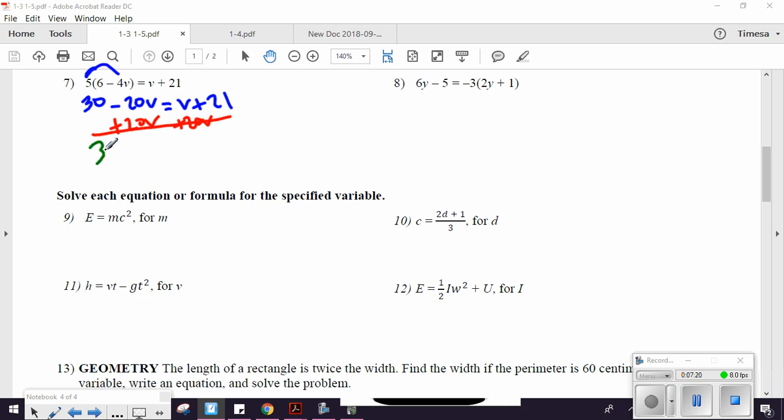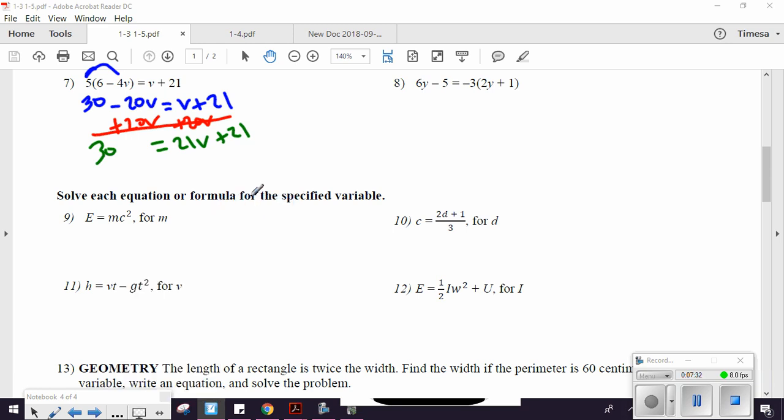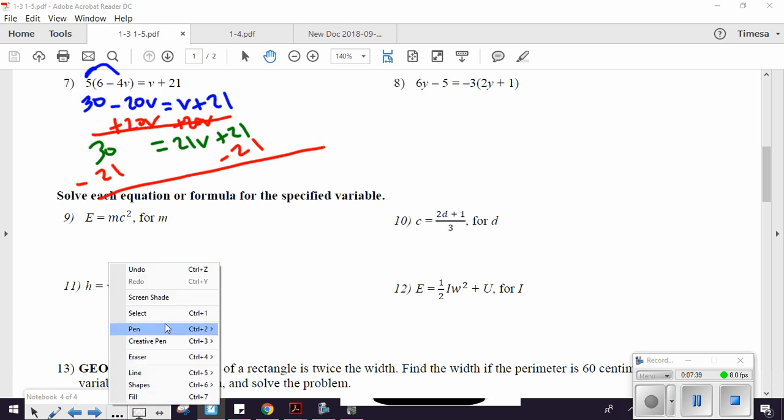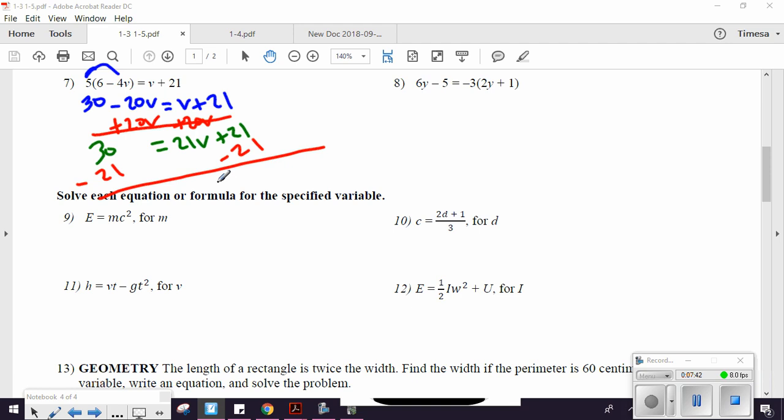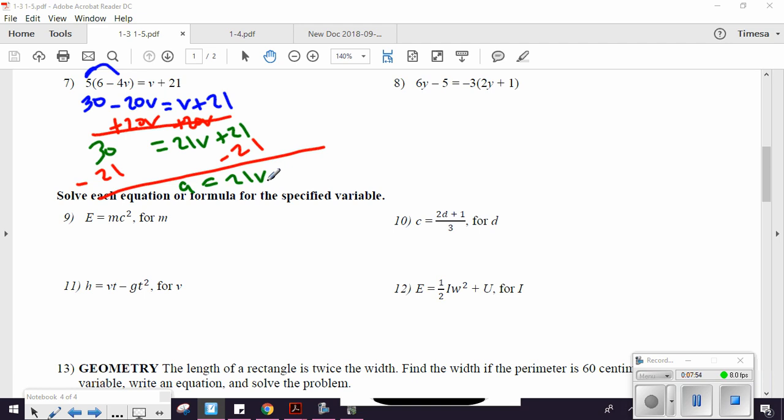And I'm left with 30 is equal to 21V plus 21. Then I would subtract 21 on both sides. And you're left with 9 is equal to 21V. Then we divide both sides by 21.